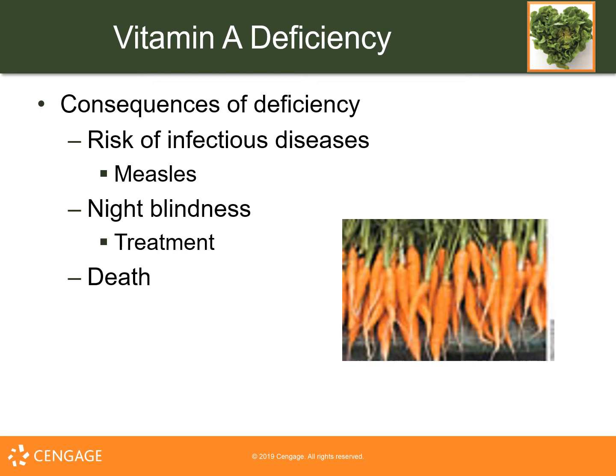The most common symptom of vitamin A deficiency is night blindness. Treatment with vitamin A rapidly corrects night blindness. And as far as death, it's usually related to infections such as pneumonia and severe diarrhea and the associated vitamin A deficiency.